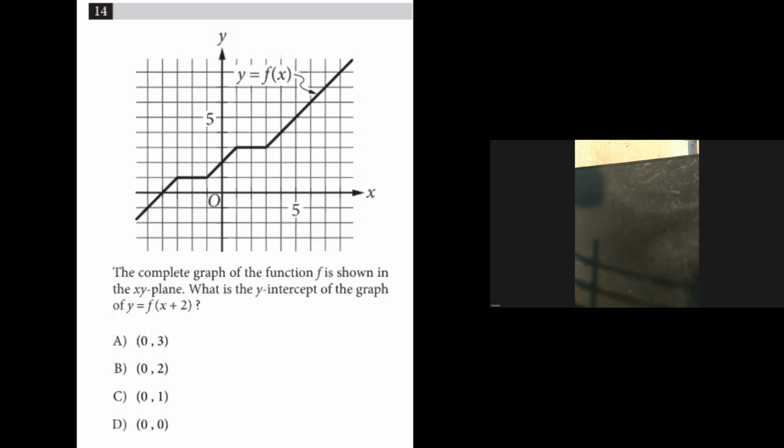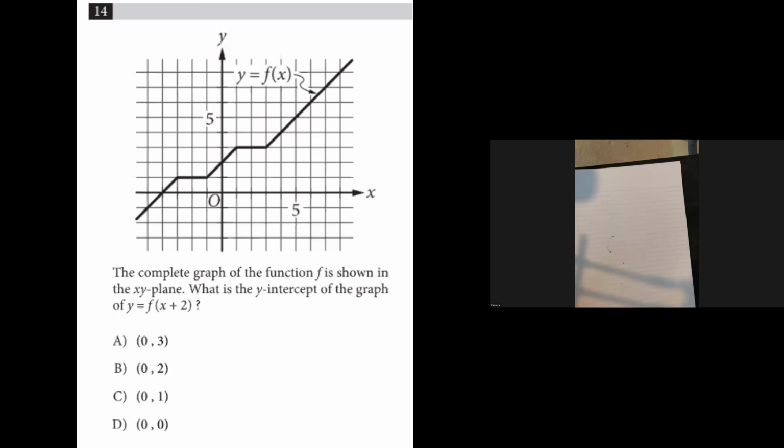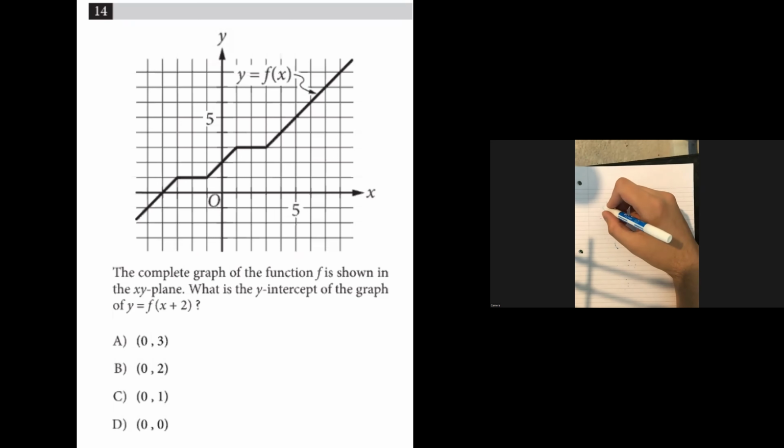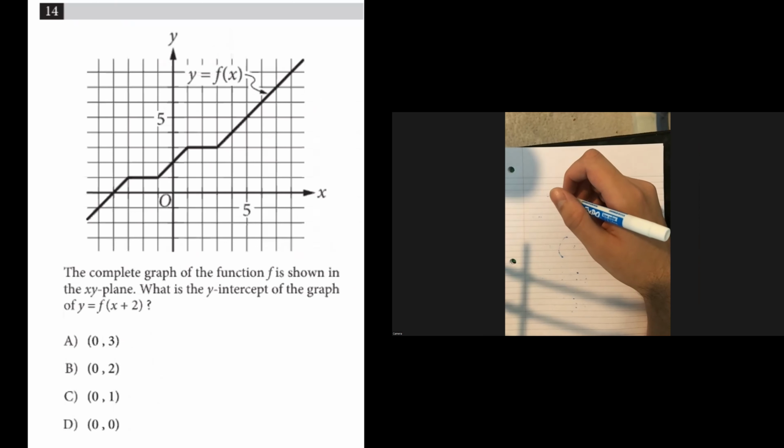Okay, so for this one, it gives us the graph of f of x, and it asks us to find the y-intercept of the graph of y equals f of x plus 2. So for this one, what you'd want to do is, it's asking for the y-intercept. So the y-intercept is when x is 0.